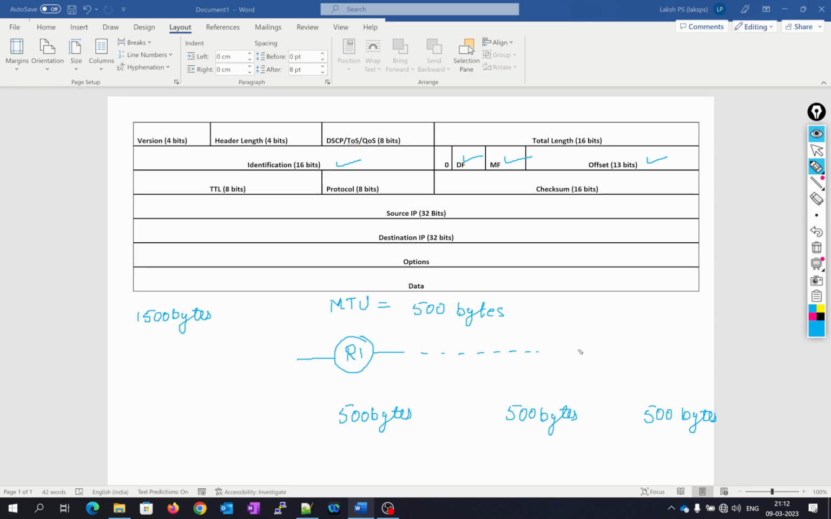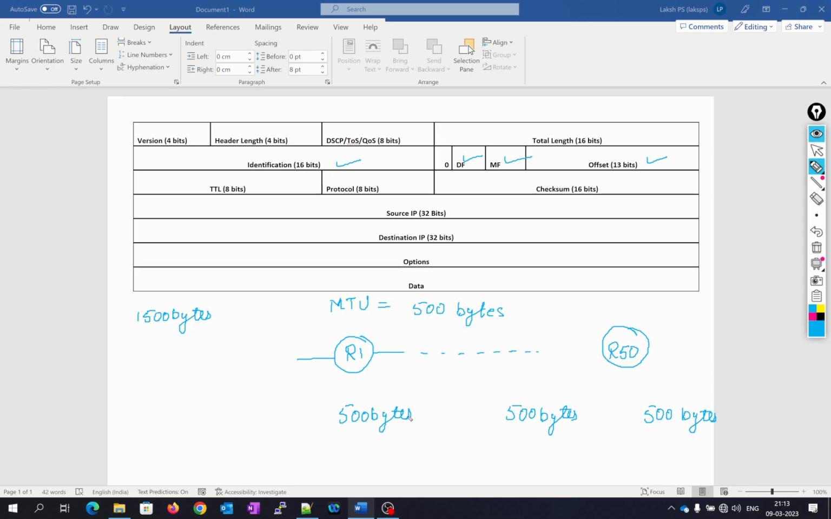Now, consider that there are multiple routers in between, and the end router is R50. How will router 50 know that these 500 bytes of fragments are a part of one single IP datagram? Or the most important part, how will it rearrange these fragments into the same sequential manner that R1 sent out? So the identification field gives an identity to these fragments, saying that these fragments are part of one single IP datagram, and the offset field helps in rearranging these non-sequential fragments into a sequential order.